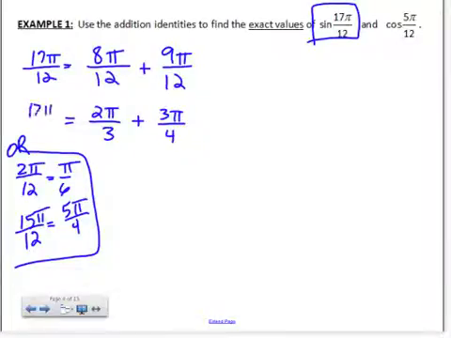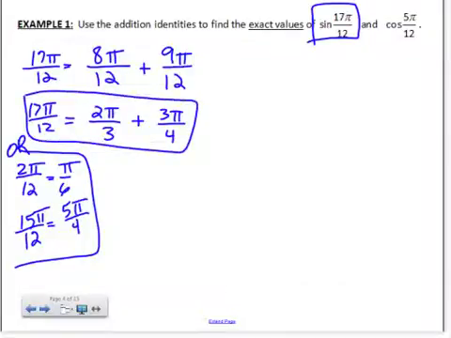So we are going to break down 17 pi over 12. We are going to work this as a sum, and this is the pair we're going to choose to work, okay? So that's what we're going to do. We're going to work this one in a sum and use that.